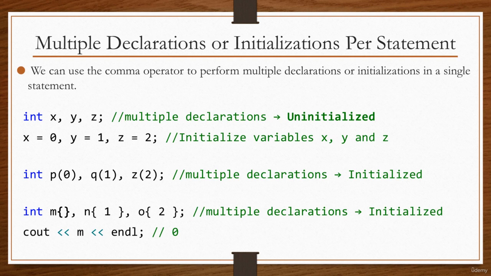Then in the next statement we use parentheses or the constructor style initialization. So in this way we declare and initialize the variables p, q, and z. P to 0, q to 1, and z to 2. Okay, so declaration and initialization in one statement.